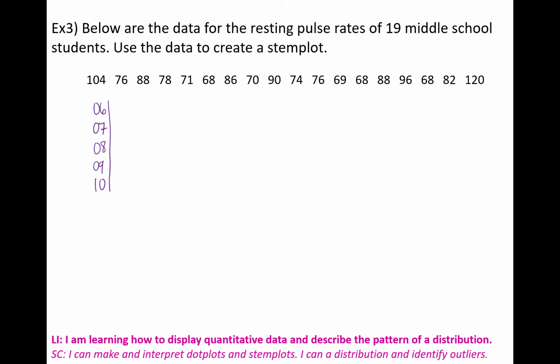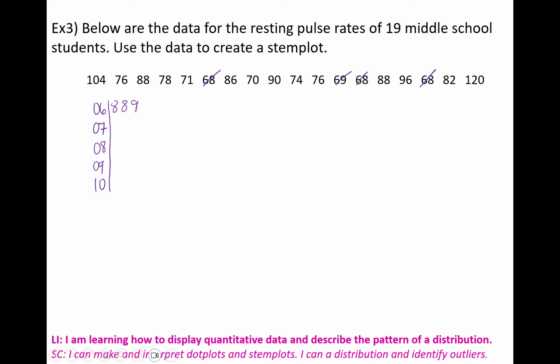And then for the leaves, we're going to list out the final digits. And so I'm going to start with the 60s. And if I look across, I have 68, I have 69, 68, and 68. So I'm going to look at those 4, even though I crossed them out. In my final digits for those numbers, I have 3 8s and a 9. So I'm going to list them in numerical order. I have an 8, I have an 8, and I have a 9.